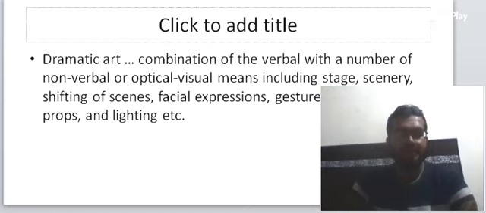lighting. So these features are not features of fiction. They are only found in drama. That is why we do not only have verbal means in drama, rather non-verbal and optical visual means which are related to our vision.